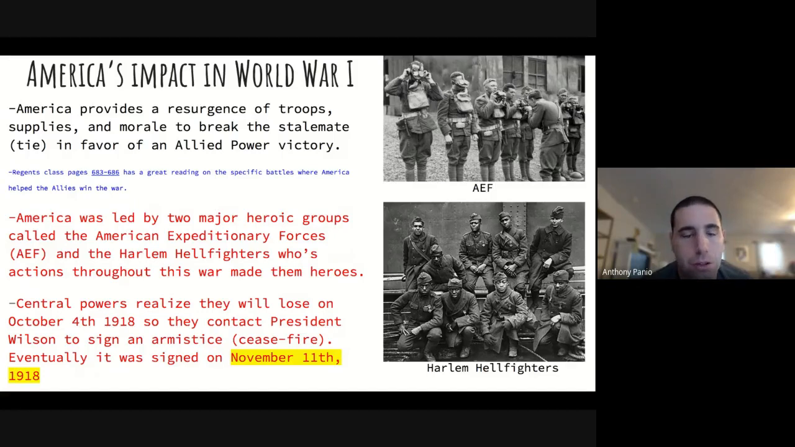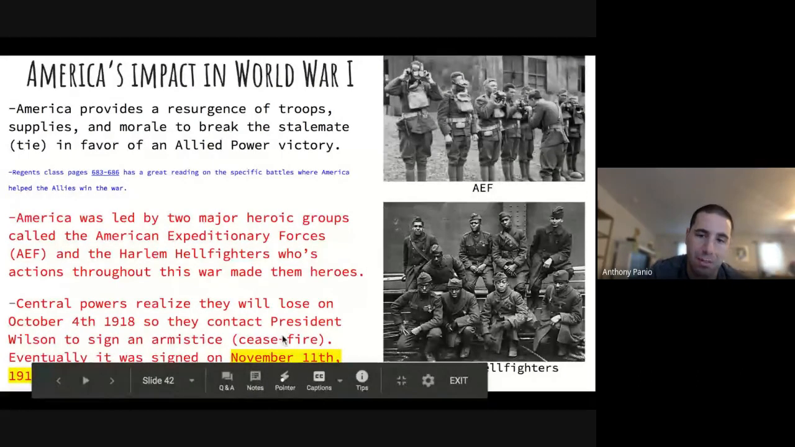So the Central Powers realized they would lose on October 4th, 1918. So they contacted President Wilson and a couple of the other leaders from the Allied powers, and they signed what's known as an armistice, or a ceasefire. It was officially signed on November 11th, 1918. What that means is they're going to stop the fighting, a ceasefire, until a treaty is signed. Now, you'll learn about the treaty tomorrow, but something is interesting about that date, November 11th.